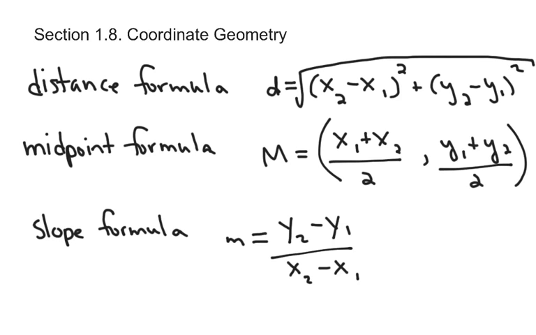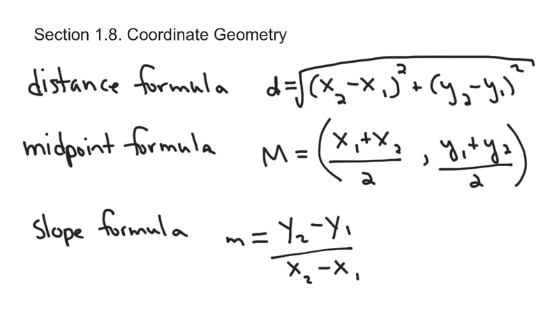In section 1.8, coordinate geometry, we're going to talk about some information that you already know from algebra and geometry, and talk about how it relates to the equation of a circle for our unit on conic sections.